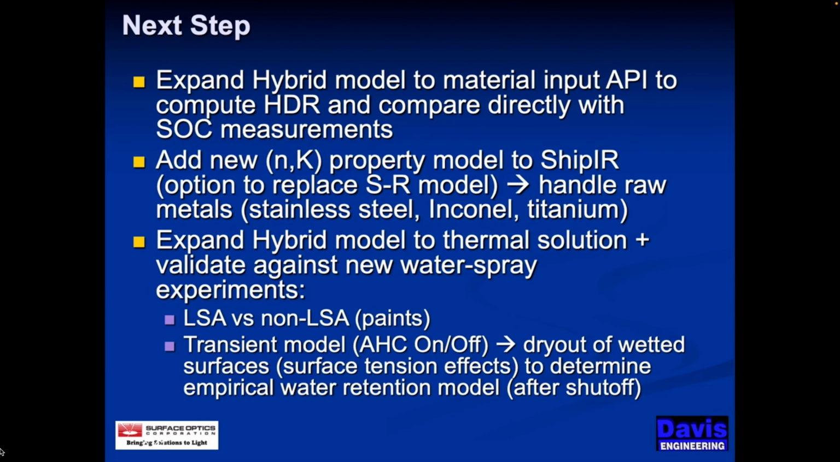The next step is to expand this hybrid model into the material input API that we use to take SOC data and input our material files. What we want to do is direct comparisons, because I didn't show you HDR data, I just showed you panel radiance data. We also plan to add a similar NK model for the paints. Why do we want to do that? Because the Sanford-Robertson model really doesn't handle raw metal. Raw metals have a depression that Sanford-Robertson doesn't take into account with incidence.